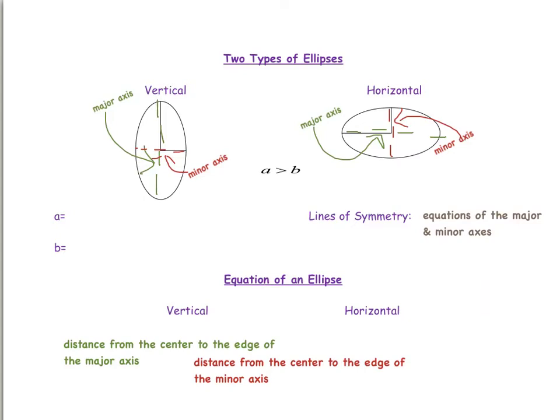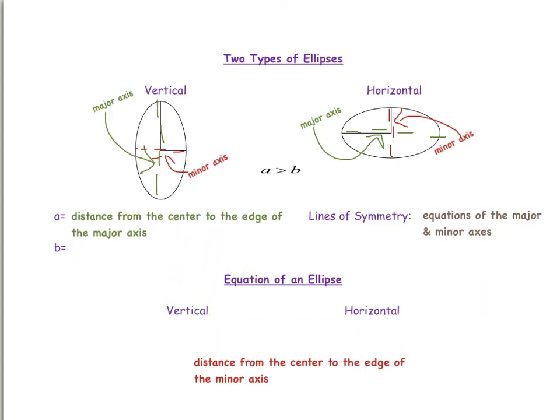Now, there are two variables that we need to understand what they represent. The first is A, and A represents the distance from the center to the edge of the major axis. In the vertical ellipse, that would be this segment right here. See, I'm going from the center up to the edge of the major axis. And in the horizontal ellipse, we start at the center and it would go to the edge of that major axis.